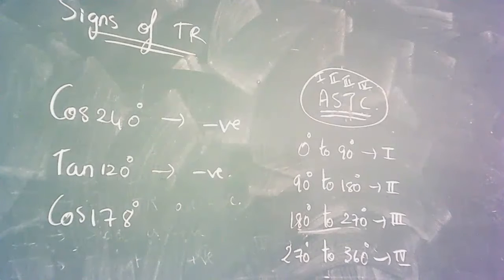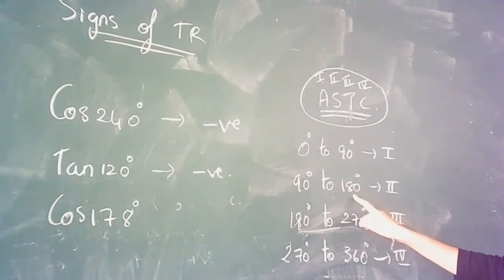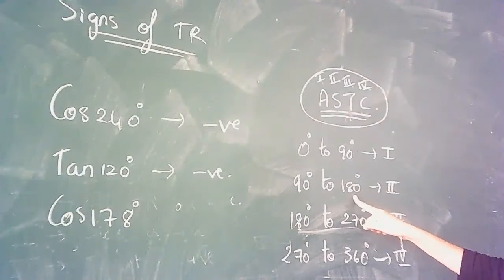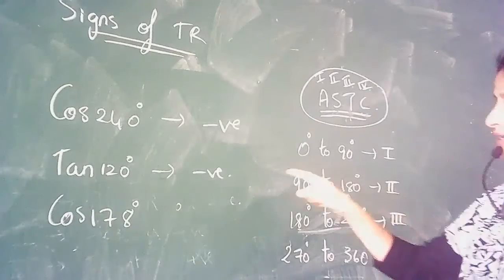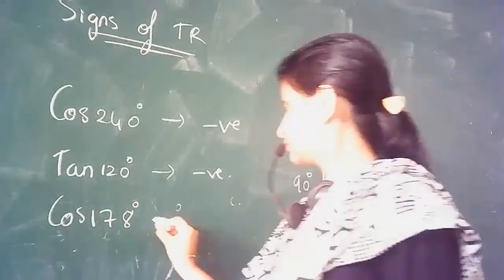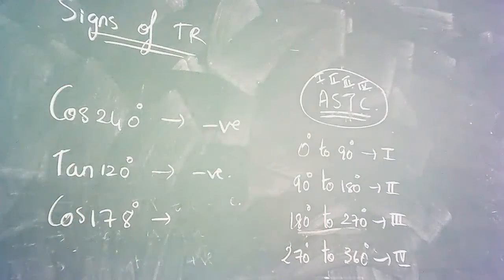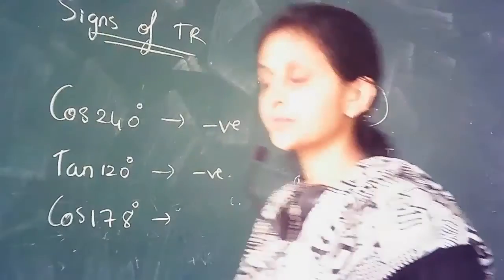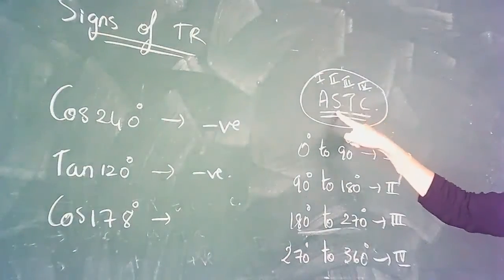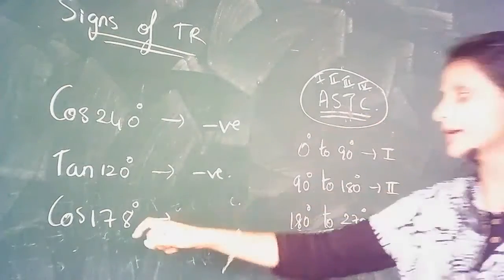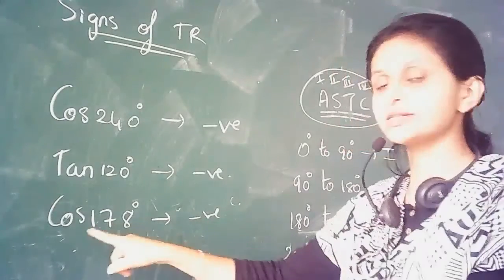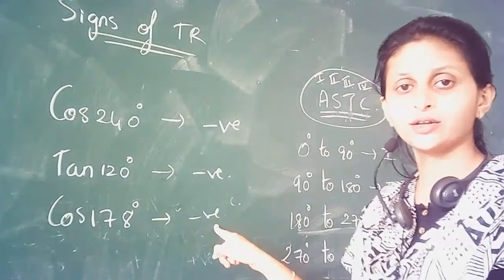Yes, students, in which quadrant it will lie? 178 degree. In second quadrant, right? It will lie in second quadrant. So cos theta in second quadrant, what is the sign? Very good, it is negative, right? In second quadrant, only sin theta is positive. So cos will be negative. So the answer, cos 178 degree will be negative.